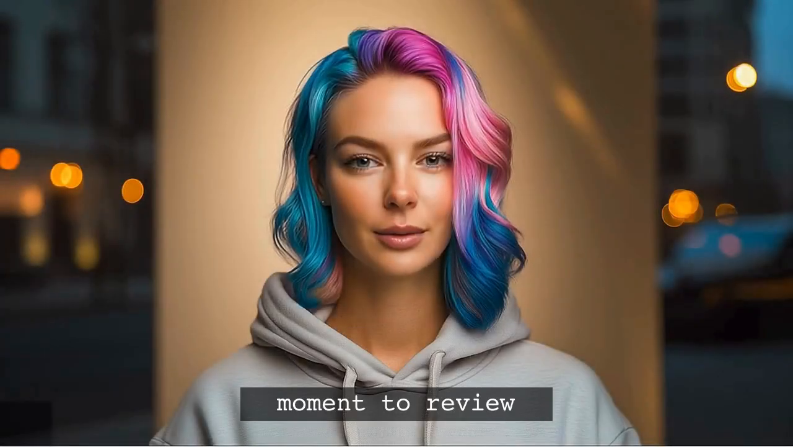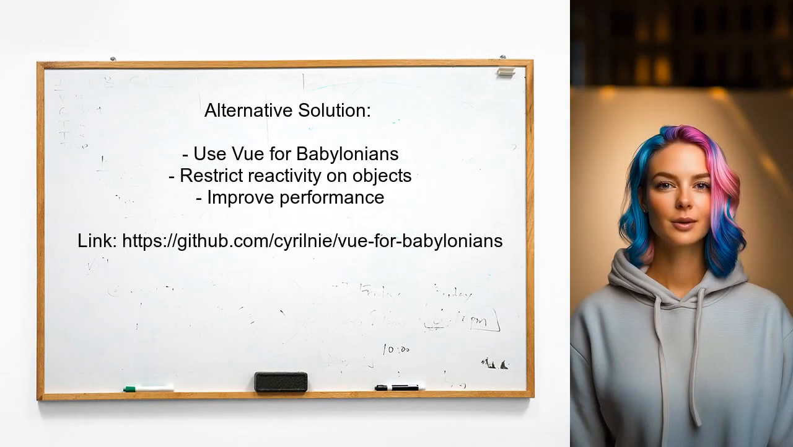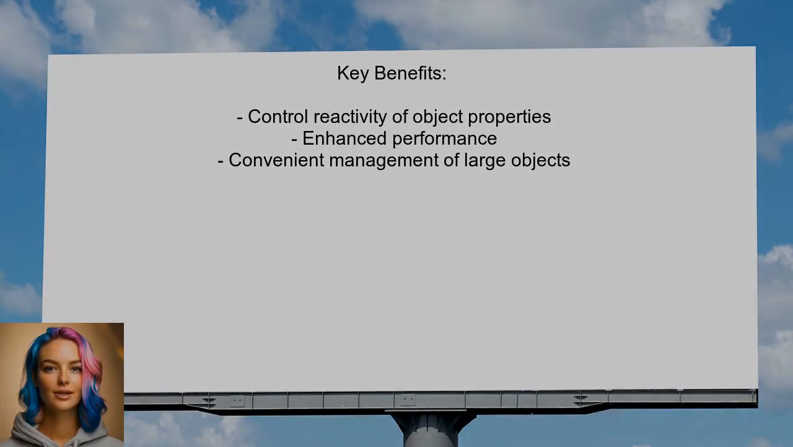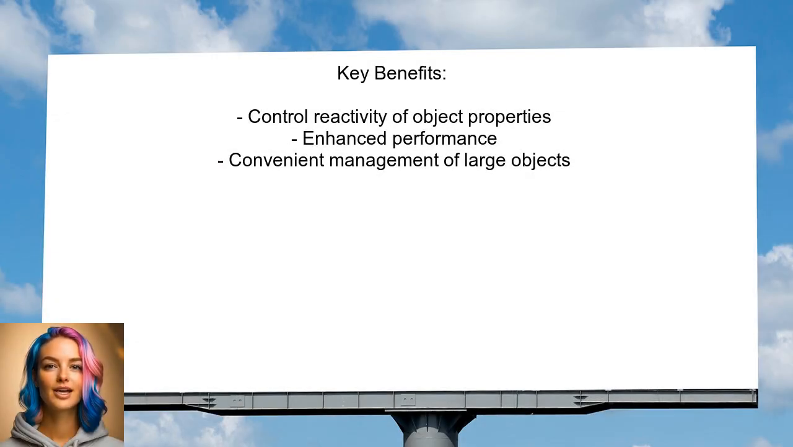Let's take a moment to review another user's answer. One alternative solution comes from a user who created a fork of Vue called Vue for Babylonians. This version allows you to restrict reactivity on objects stored in Vue or Vuex. With this approach, you can choose which properties of an object remain reactive while keeping the rest non-reactive. This can lead to better performance and allows you to manage large objects easily.